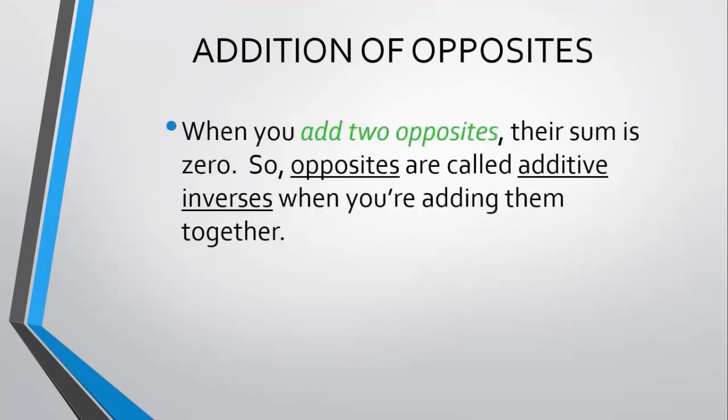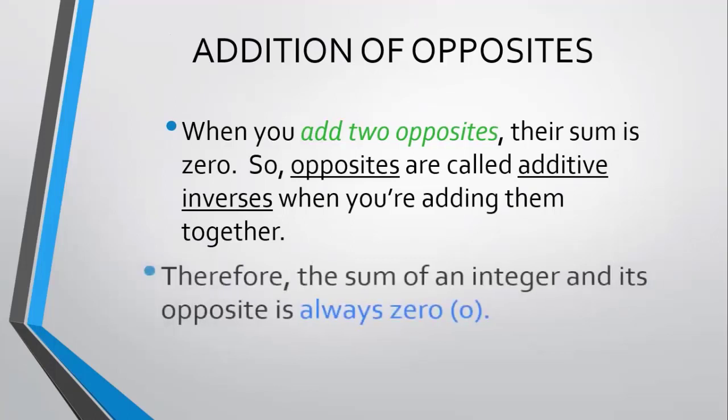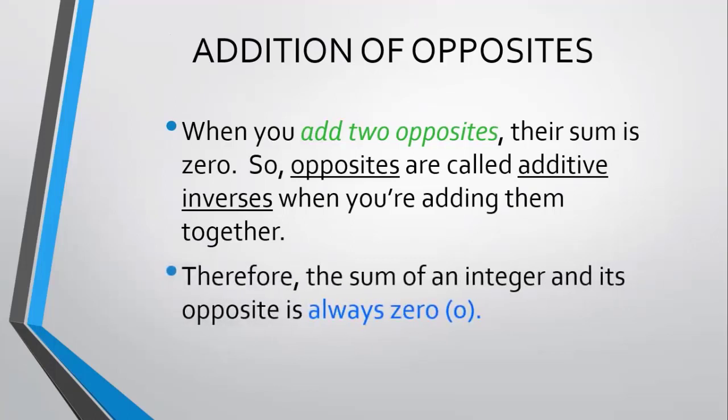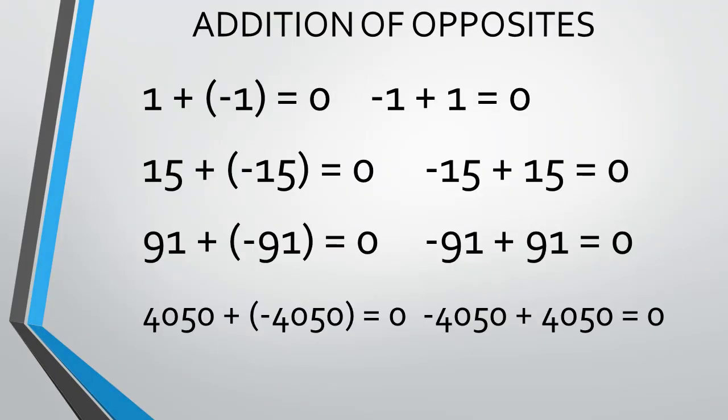Take note of these important points. When you add 2 opposites, their sum is 0. So opposites are called additive inverses when you're adding them together. Therefore, the sum of an integer and its opposite is always 0. Example is positive 1 plus negative 1 equals 0. Or negative 1 plus positive 1 equals 0. Here's another example.